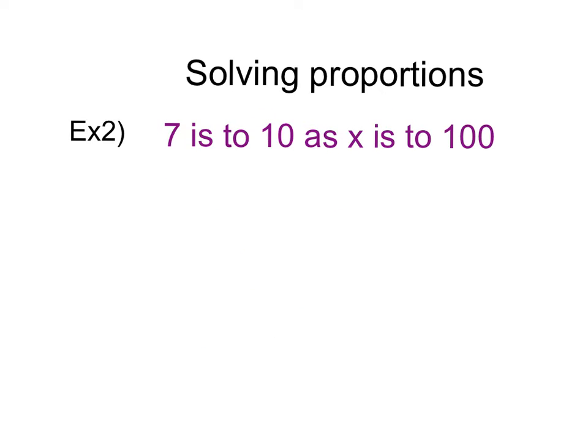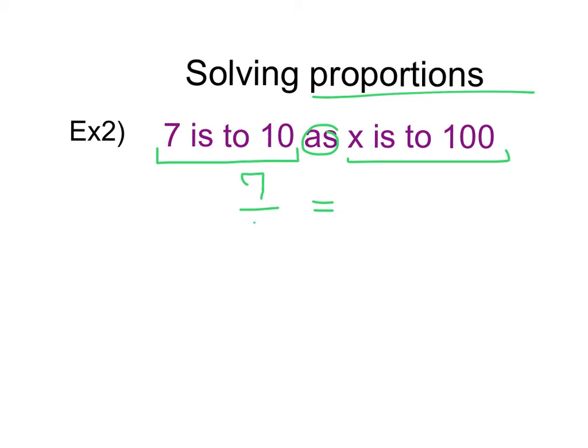Here again we have a proportion, and this one's written in words. If we flip back to the beginning of our notes, we notice we have 7 is to 10, that's our first ratio, as is our equal sign in the middle, and x is to 100 is our second ratio. So here we have a proportion: ratio equals ratio. Remember, the order in which this is written is how our ratio is written. So our first ratio is 7 is to 10, as, which is our equal sign, x is to 100.